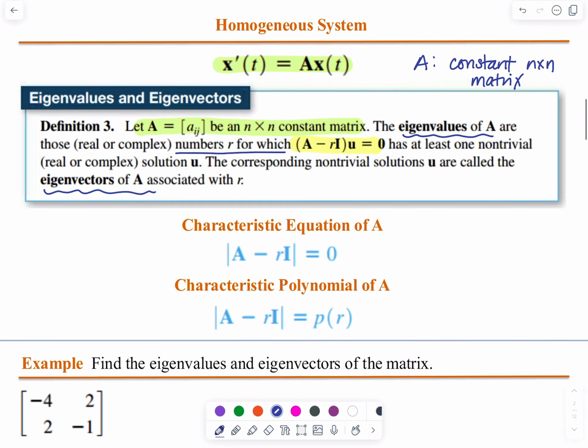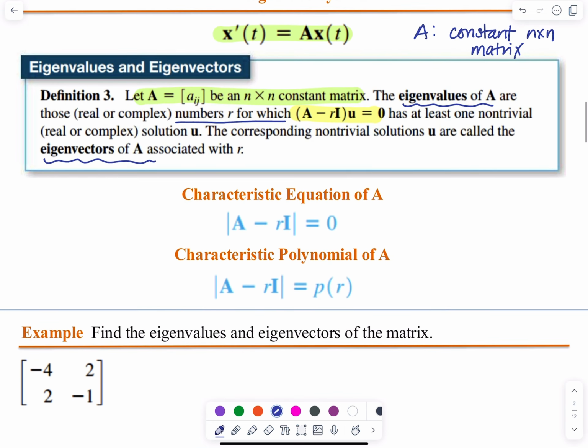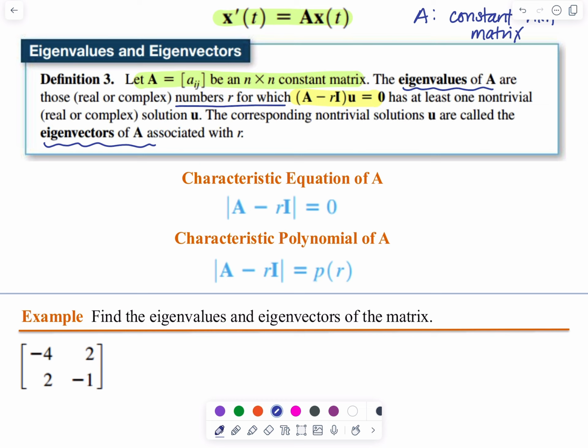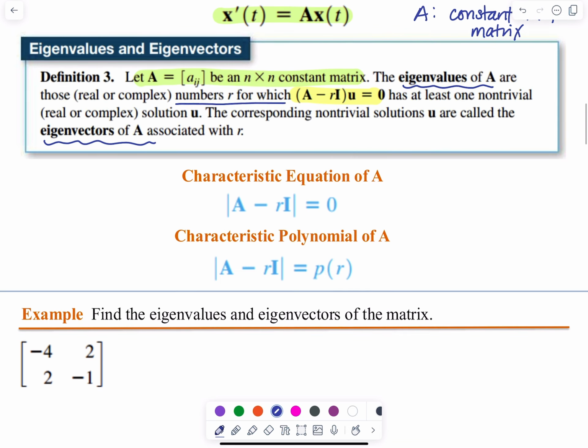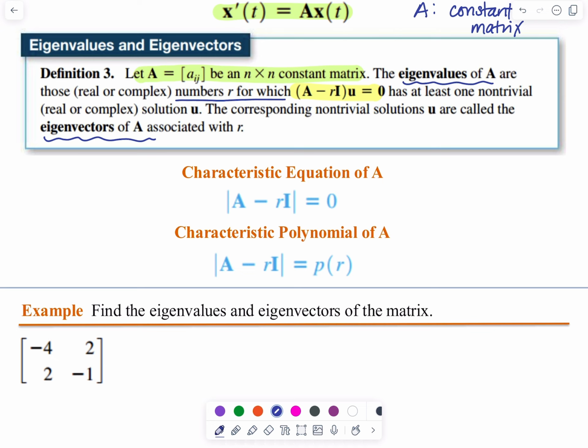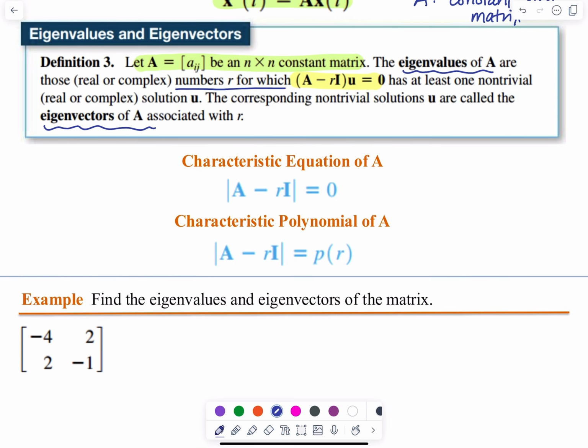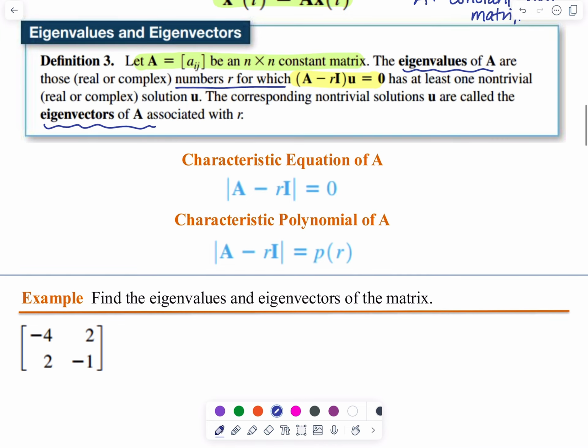The corresponding non-trivial solutions U are called the eigenvectors of A associated with R. So let's take a look at this below. Our characteristic equation of matrix A is shown as the determinant of A minus RI, and of course we have that set equal to 0. Keep in mind that a linear homogeneous system of n equations and n unknowns has a non-trivial solution if and only if the determinant of its coefficients is 0.